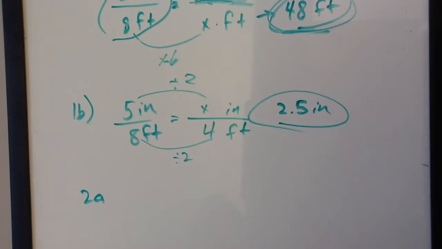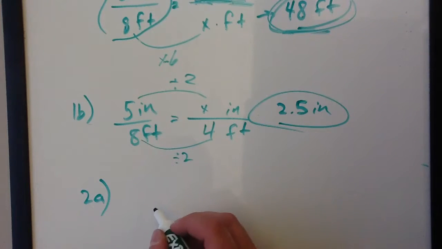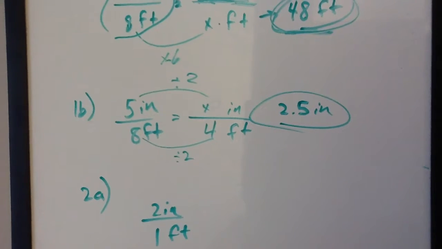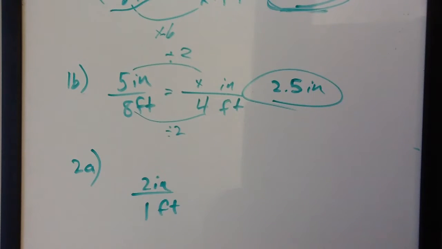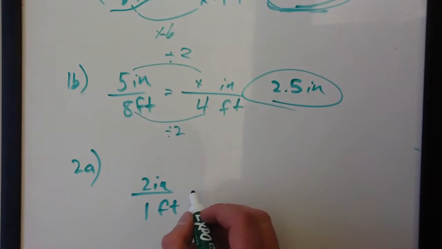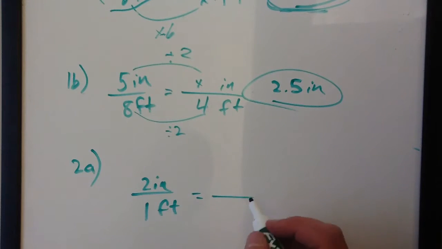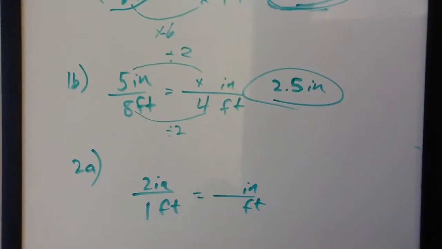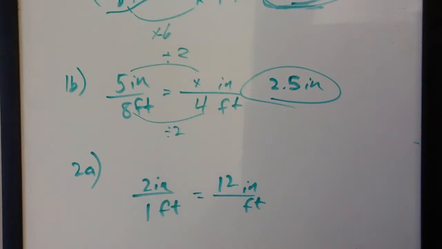Going to problem number 2, 2A, says the scale of a room in a blueprint is 2 inches to 1 foot. So I'm going to use that scale factor, 2 inches to 1 foot, to set up a proportion so that I can solve for my unknown. Okay, so this is the scale factor. It goes on to tell us in number 2 that a window in the same blueprint is 12 inches. Okay, so I'm going to set this ratio equal to another ratio of inches to feet. And the window in the blueprint is 12 inches.